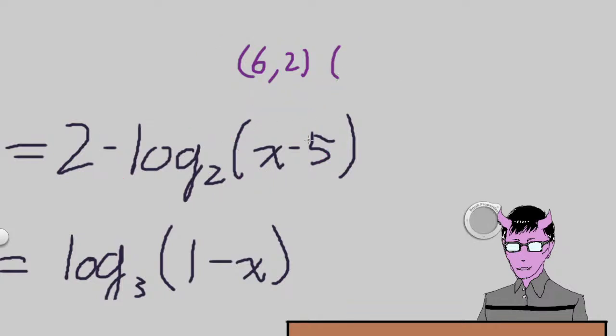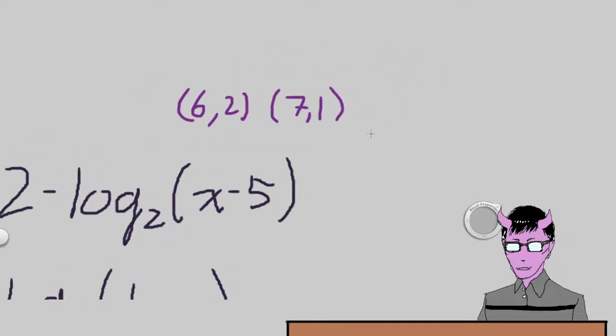Anchor point number 2, we already made this whole thing into 1. The next easiest one is to force 2. So we want this whole thing to be 2. So what do we need to do? X has to be 7. So once we pick x is equal to 7, this whole thing becomes 2. Log base 2 of 2 is 1. And then 2 minus 1 is just 1. So that's how I pick my anchor points, by doing some evaluation.